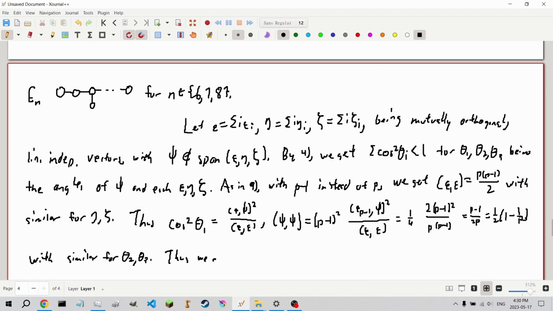Thus we get that 1/2 of 1 minus 1 over p plus 1 minus 1 over q plus 1 minus 1 over r is at most 1, which we can rework through a bunch of math that we don't want to do into 1 over p plus 1 over q plus 1 over r being at least 1.